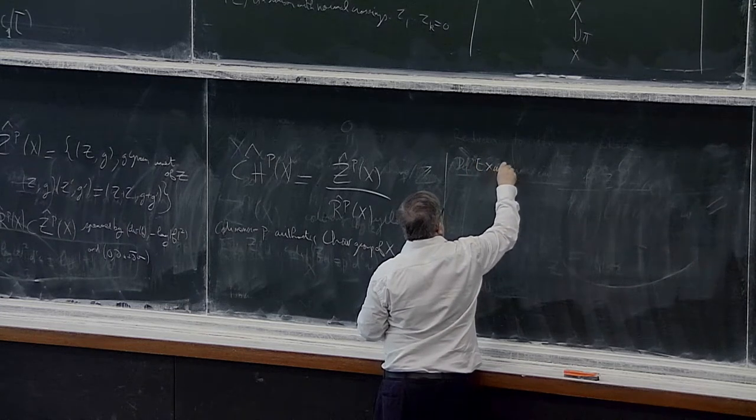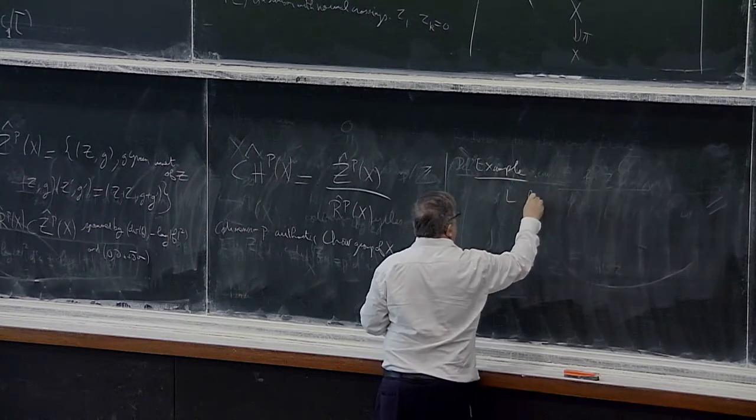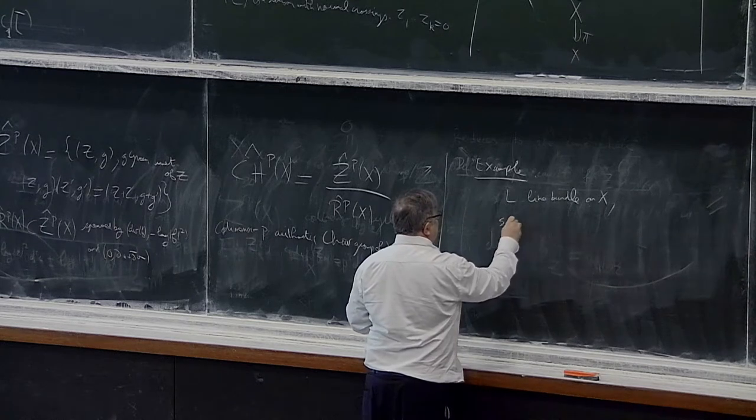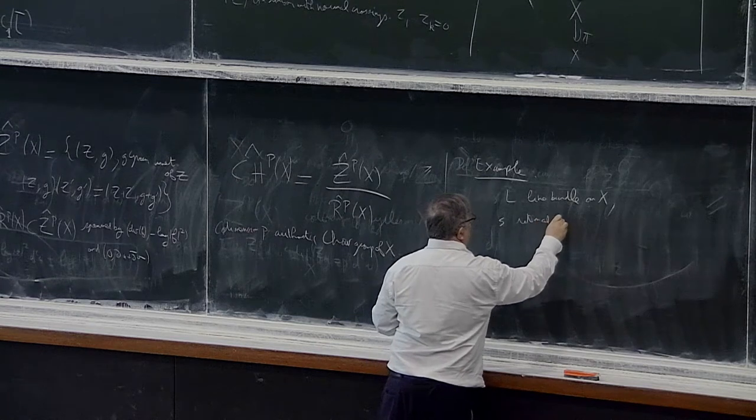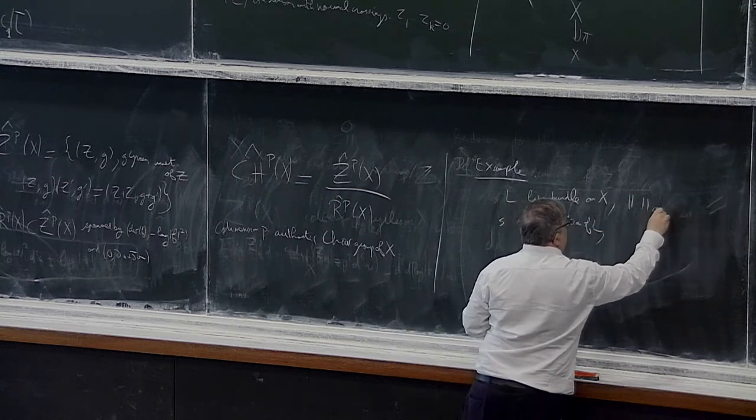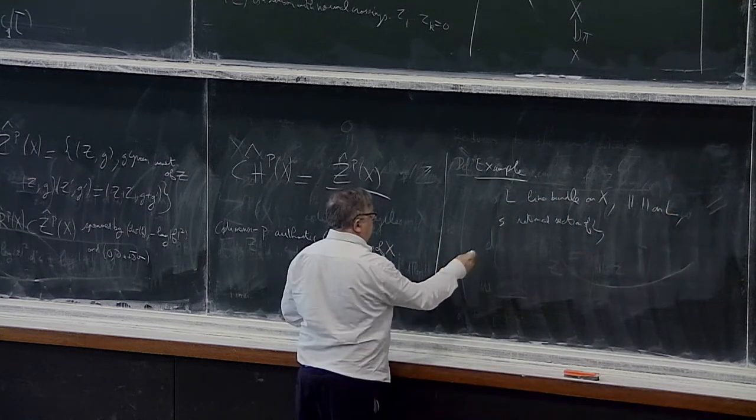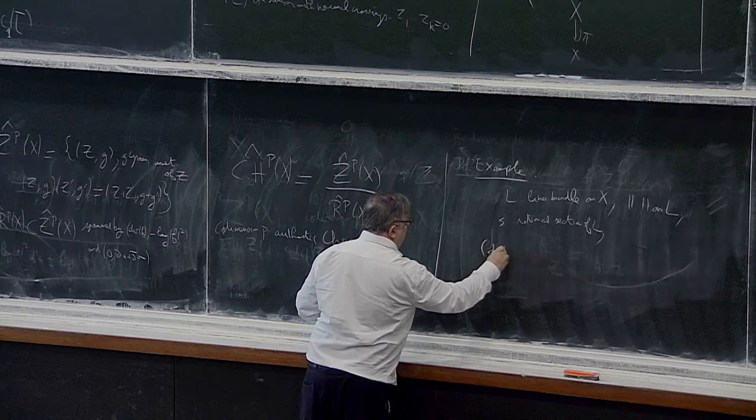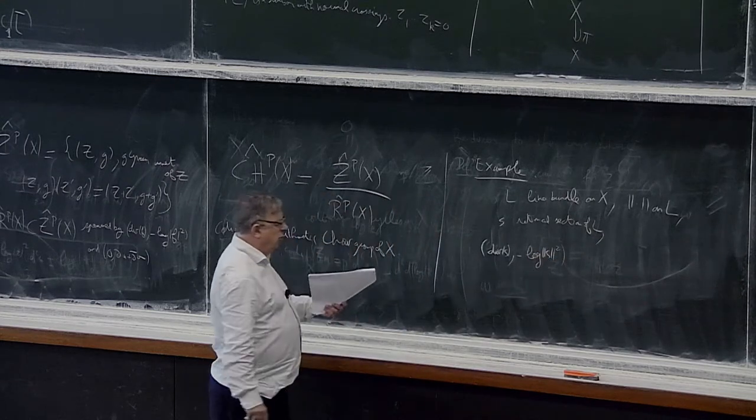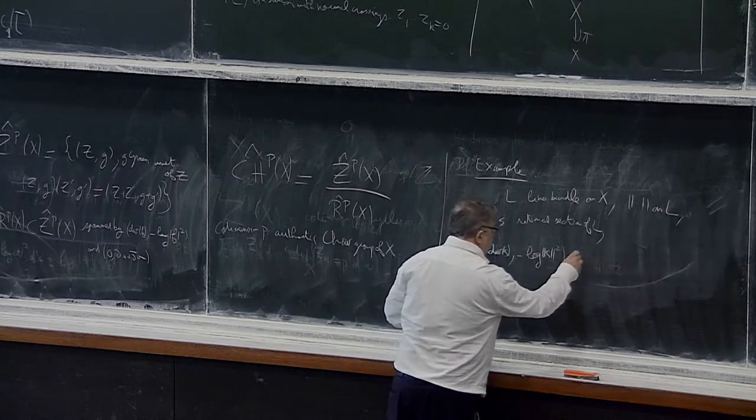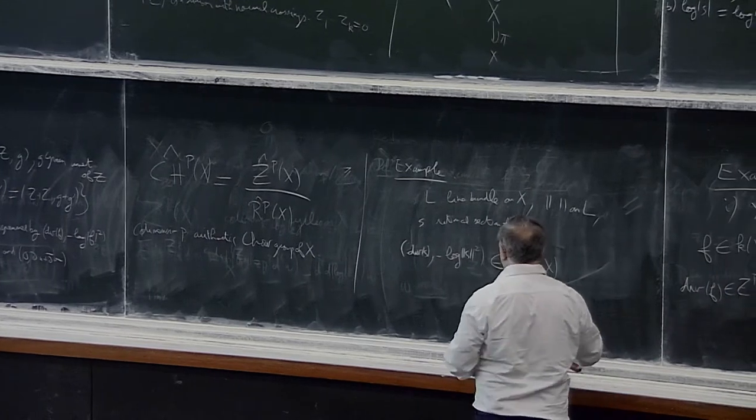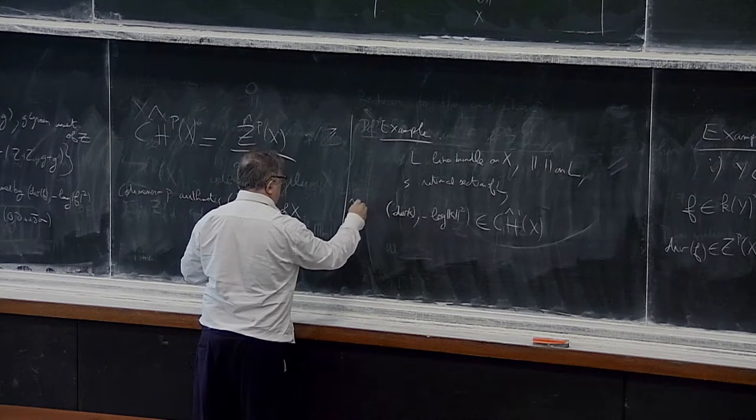Example. As before, let L be a line bundle on X. Let S be a rational section of L, assume there is a metric on L, and consider the pair divisor of S, minus log norm squared. By Poincaré-Lelong, this is an arithmetic cycle. And this arithmetic cycle lives in CH^1 hat of X. So this is sometimes written as the first Chern class, C1 hat of L.